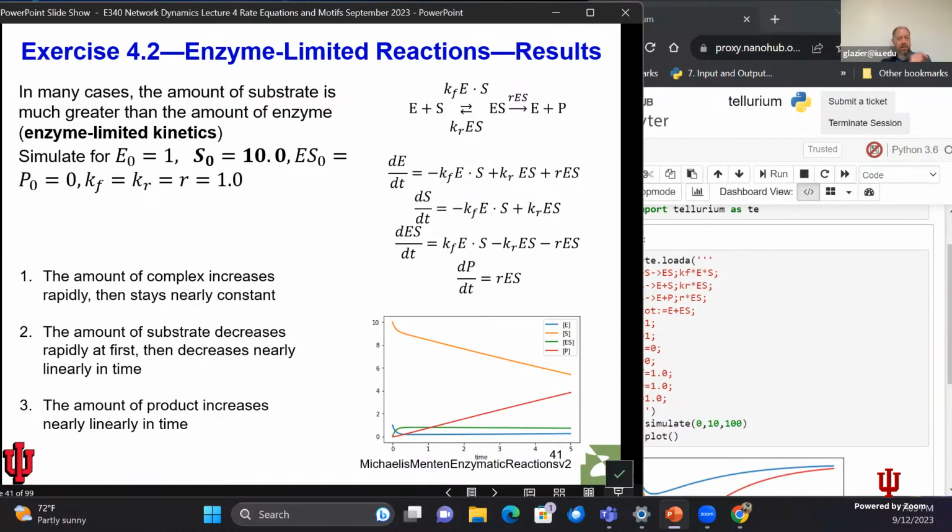And so in this case, again, you'll see a little bit of a lag at the beginning while the complex forms. And then the amount of substrate will go down almost linearly in time, and the amount of product will go up almost linearly in time. And the amount of complex ES will be almost constant. In reality, of course, the amount of substrate is going down, and so the amount of complex will go down, and the slope of the product production will go down too. But over a short amount of time, these things are nearly linear. Did people see that? Okay, so you can already see two very different regimes with this very simple reaction.